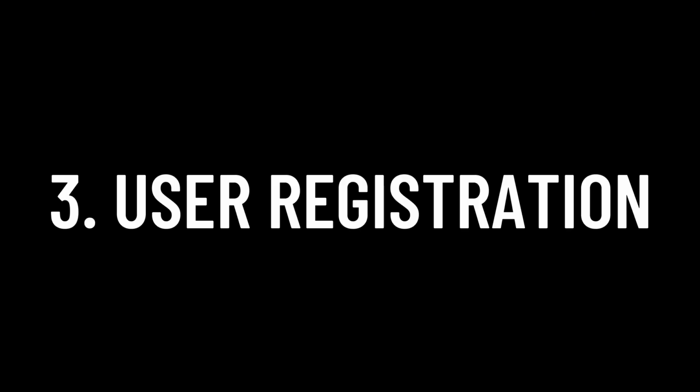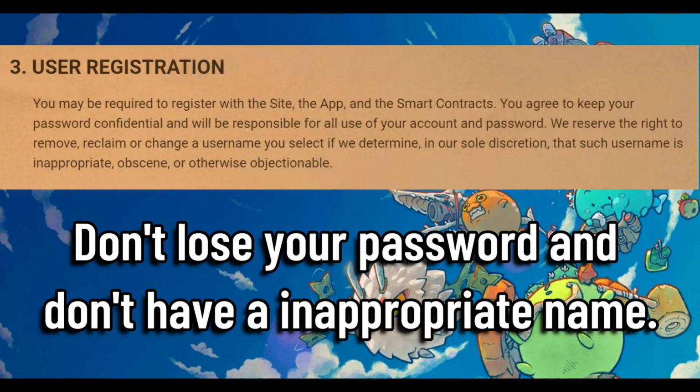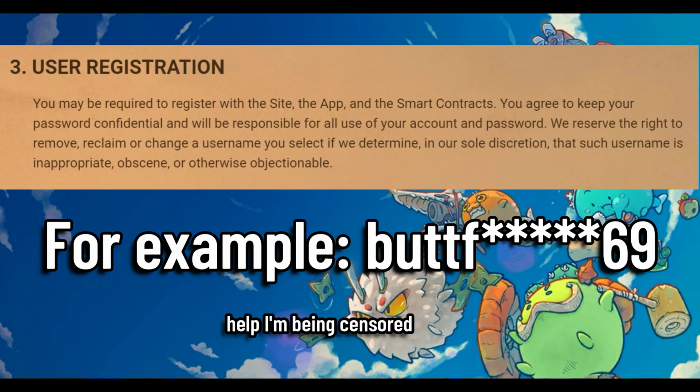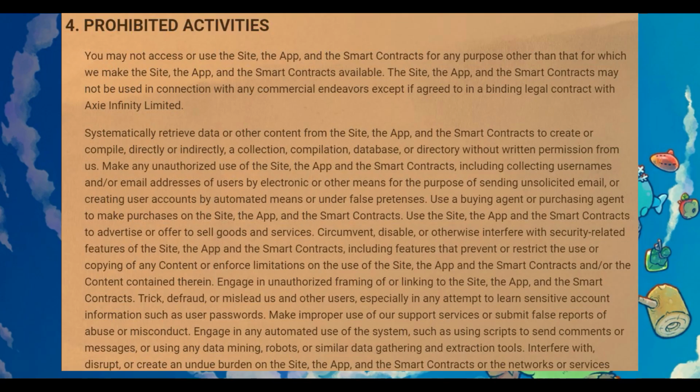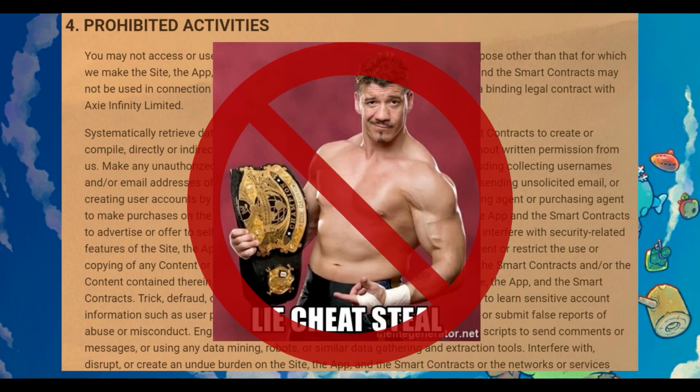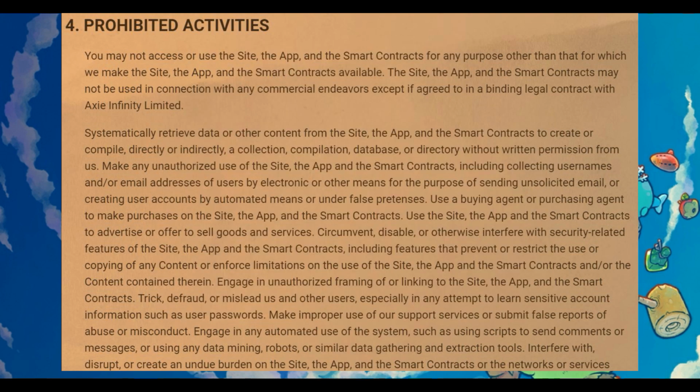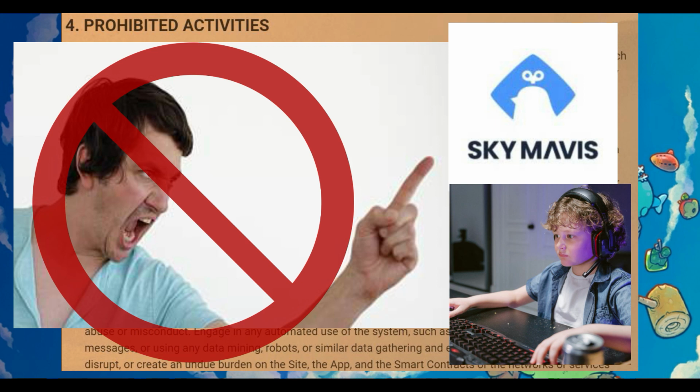Number 3. User registration. You are responsible for keeping your username and password safe. Also, if you have an inappropriate username, the devs can remove or change your username. Number 4. Prohibited Activities. Basically, this section just tells you not to steal, scam, mislead, or cheat people. Don't try to hack the game or other players. Don't harass other players or devs. Basically, just be a decent human being.